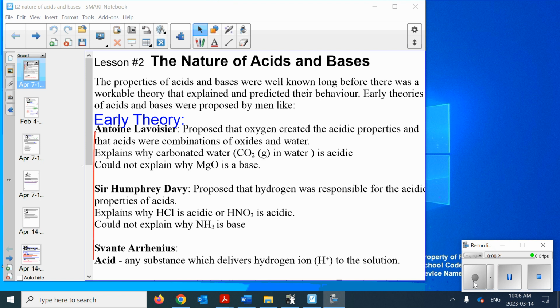Nature of acids and bases. Let's go through this as a group, and if you have your assignment out, set it aside. I will help you. I want you to just go through this. I don't want you getting behind, so I've given you the notes so that we don't get behind. Nature of acids and bases, let's go through it.